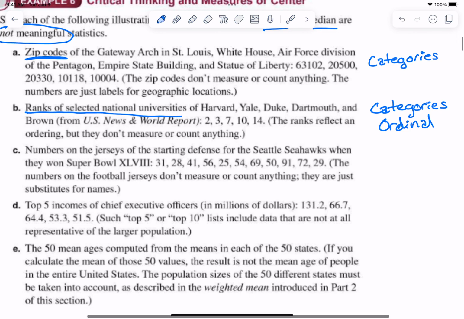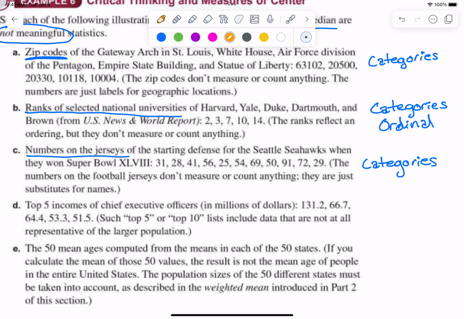Part C is the number on jerseys, okay? Why is that not meaningful? Because it skips around. It's random. Well, because it skips around also, but it is another category. Like categorical data, even though they're numbers, jersey numbers are categories, so it doesn't do me a darn bit of good. If I say the average jersey number is a 53.7, that doesn't do anything for me, okay? I'm going to underline this part. The numbers on jerseys don't measure or count anything. They are just substitutes for names. They're categories, okay? Part D, top 5.